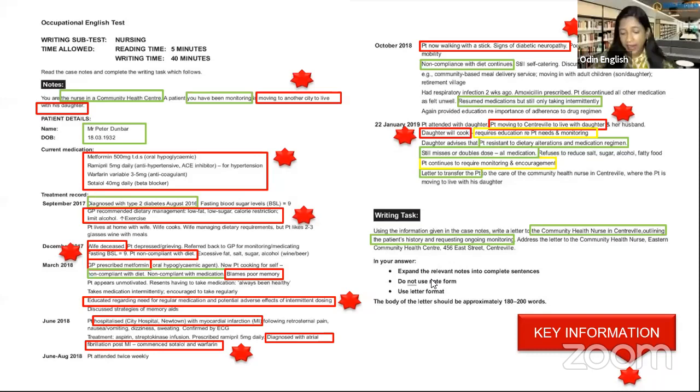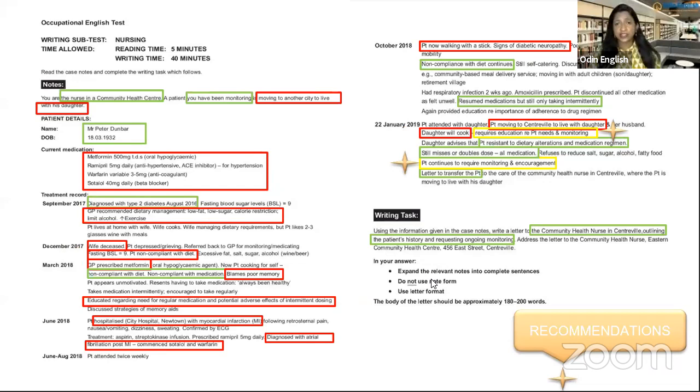Now in the next slide, I'll be showing you what are the recommendations or the suggestions that you have made. You have included the key information, you know the main issues. Now you'll be telling what are the solutions to these problems. That is, you have found that the patient is very non-compliant to medicine. So what is the suggestion for that? And also that the daughter will be cooking for him, but she doesn't know anything about the kind of food that the patient needs. So these are certain recommendations.